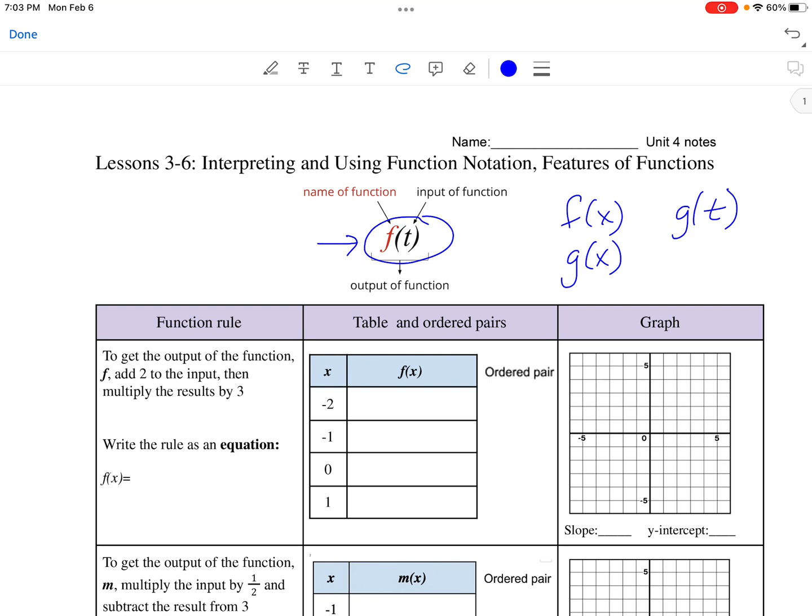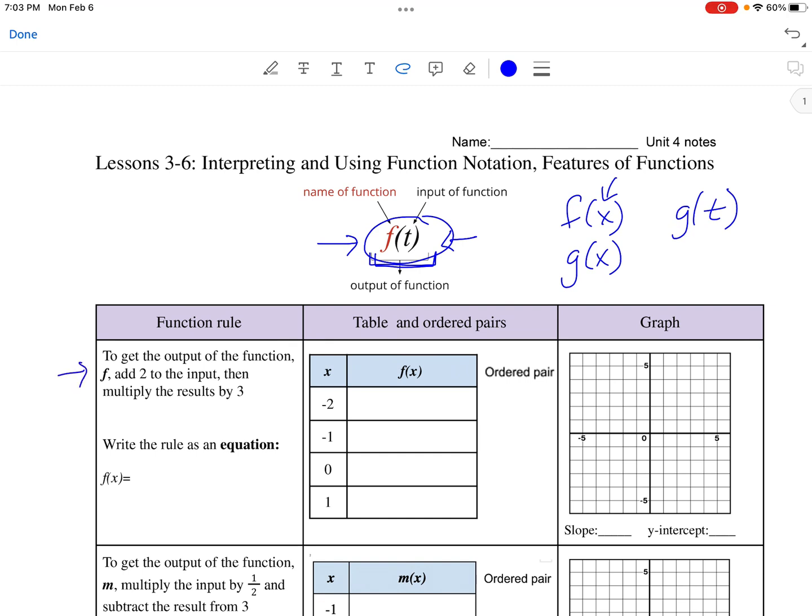The thing in the parentheses is the input. So in this case, the input is t. Here, the input is referred to as x. And then the output would be the whole thing, f of t. So we're going to do some practice with that.